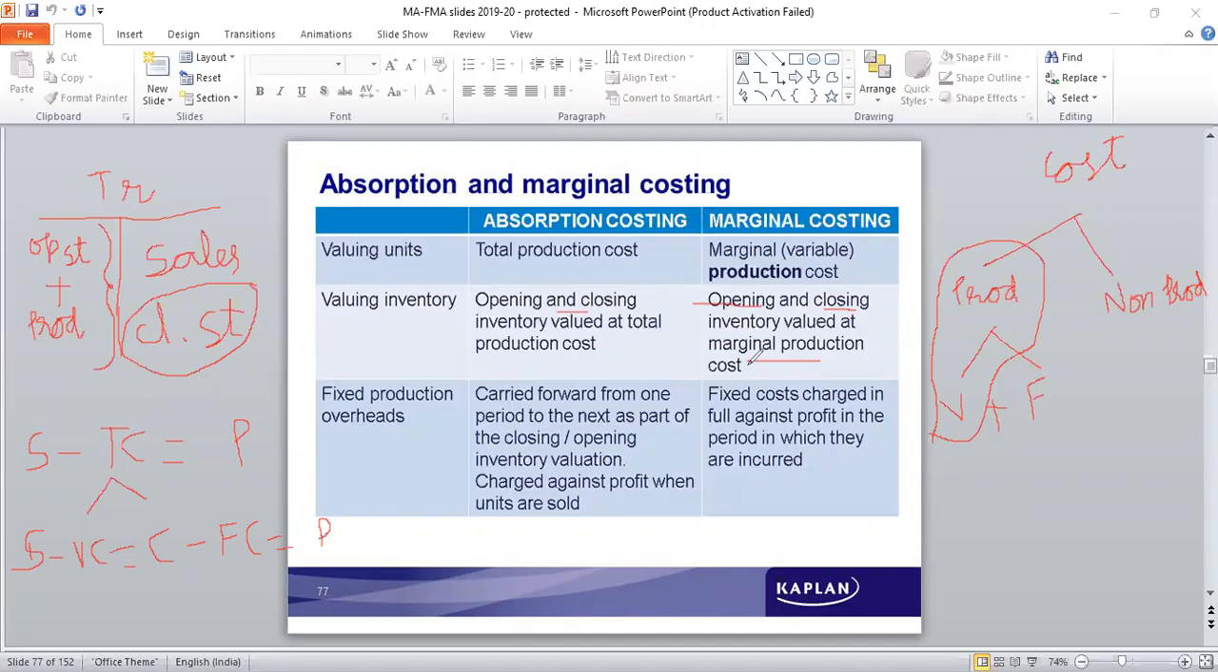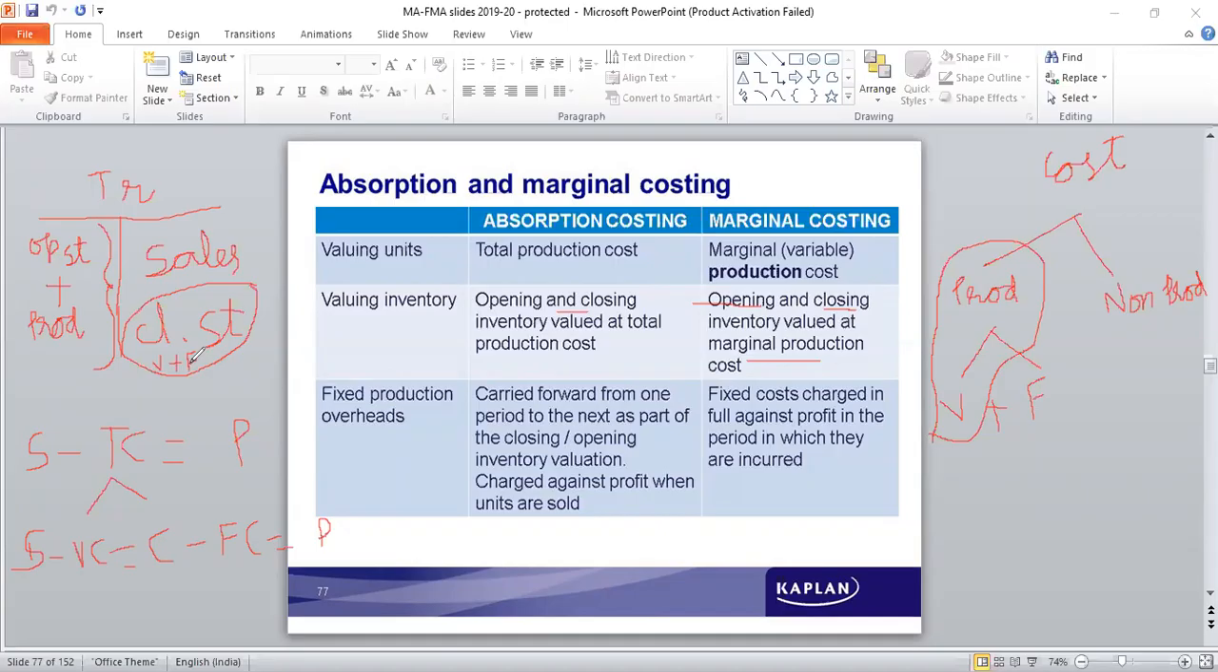So if proportionately it is charged, we see that this closing stock has both the items, variable cost and the fixed cost. Under absorption costing, closing stock value is definitely higher. In case of marginal costing, only the variable cost is there. Okay, so closing stock goes to the next year, isn't it?